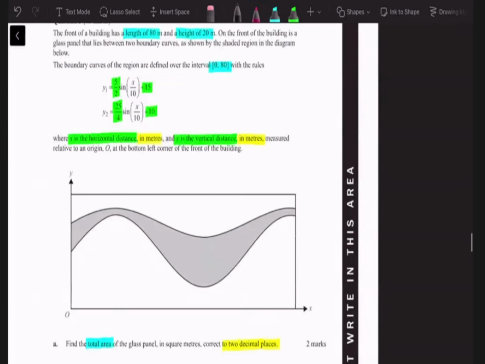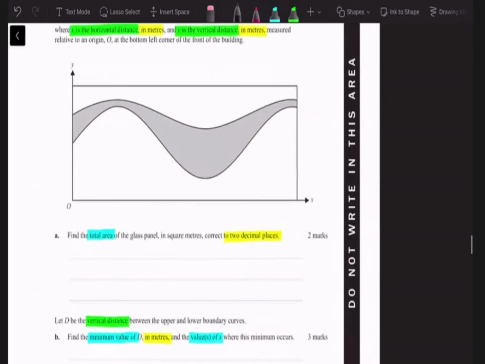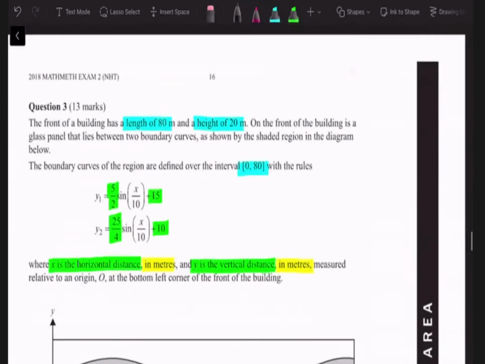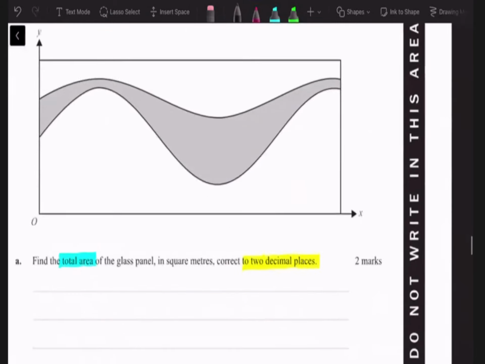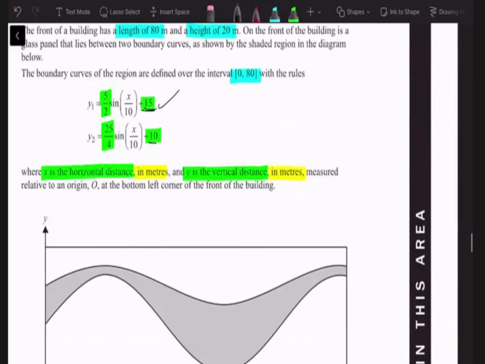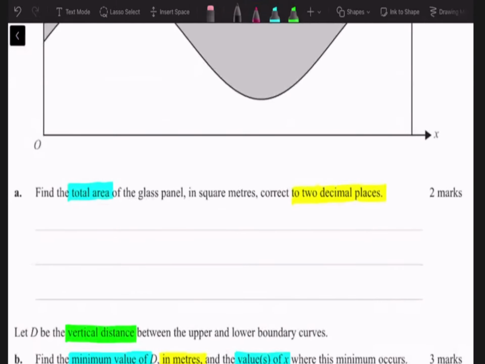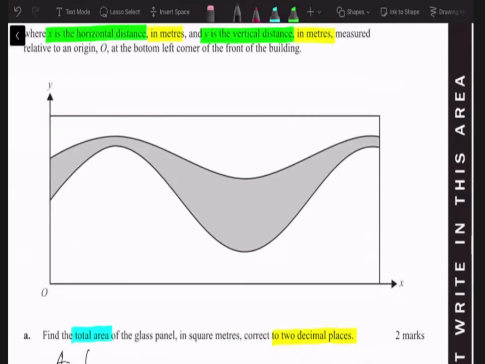Question 3. So we have 2 sine functions and asking for the total area. So first just realize that this one's on top because of the c value where it starts from. And this doesn't really affect it much, but yep. And to find area, the other thing that they've given us is its length of 80 and height of 20. So it's length of 80 here and height of 20 here.